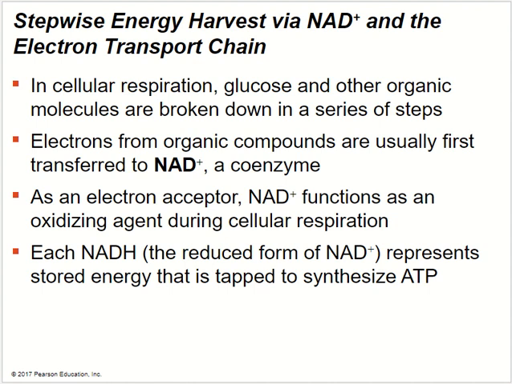Stepwise energy harvest via NAD+, and the electron transport chain. In cellular respiration, glucose and other organic molecules are broken down in a series of steps. Electrons from organic compounds are usually first transferred to NAD+, which is a coenzyme. As an electron acceptor, NAD+ functions as an oxidizing agent during cellular respiration, becoming NADH, the reduced form of NAD+. This represents stored energy that is tapped to synthesize ATP later.